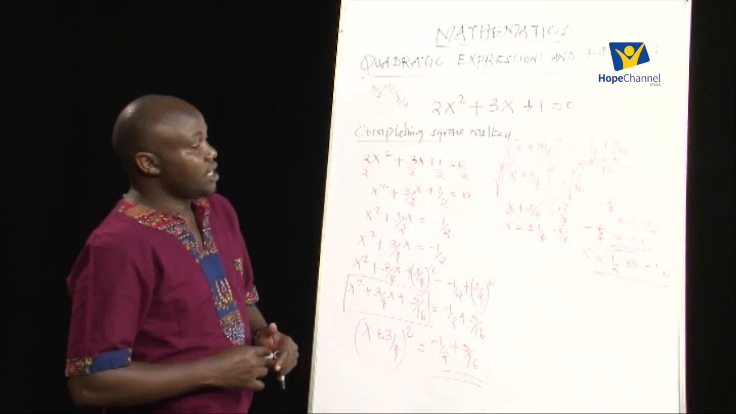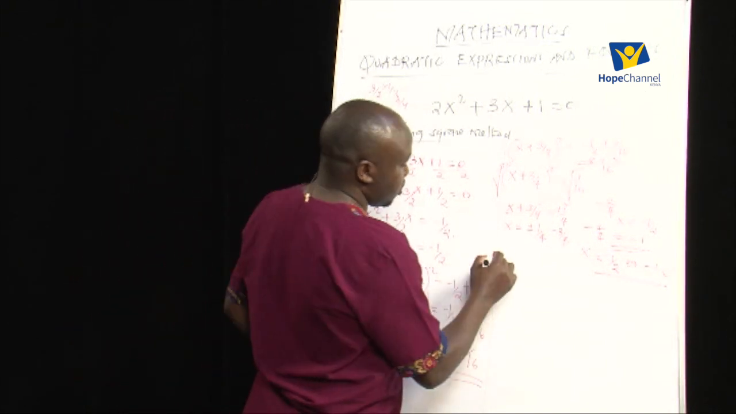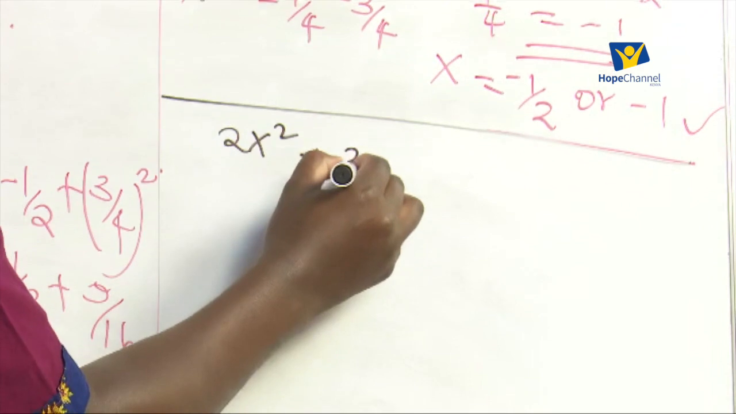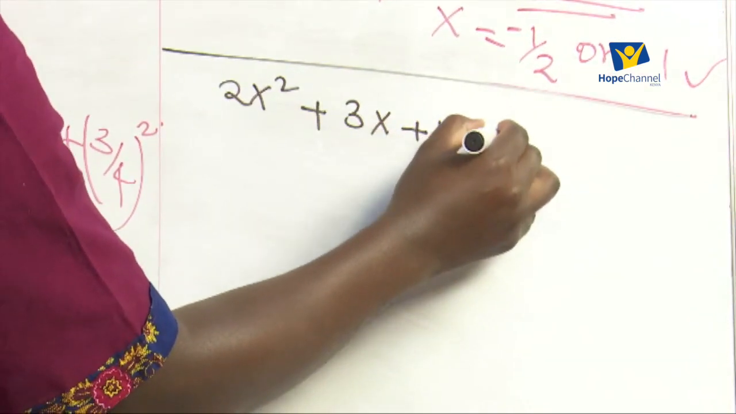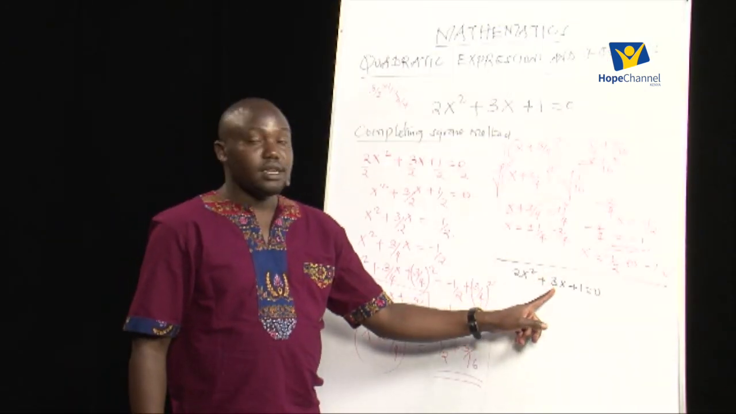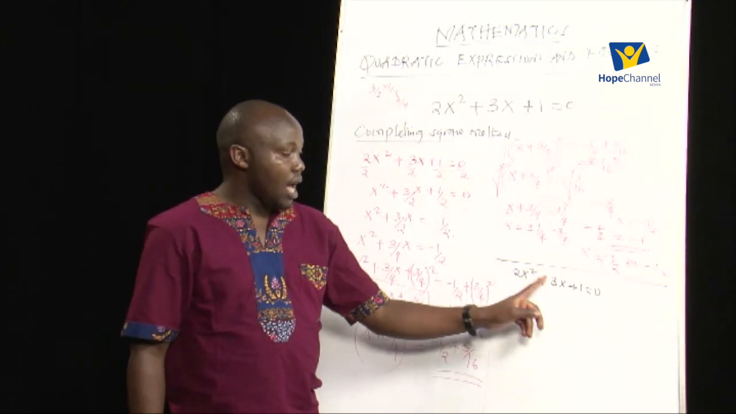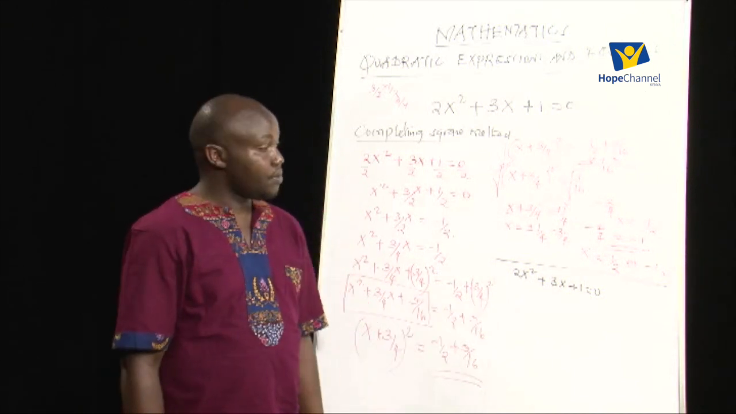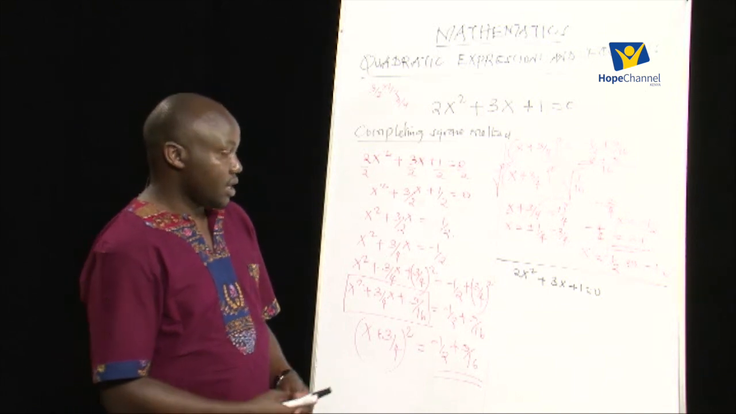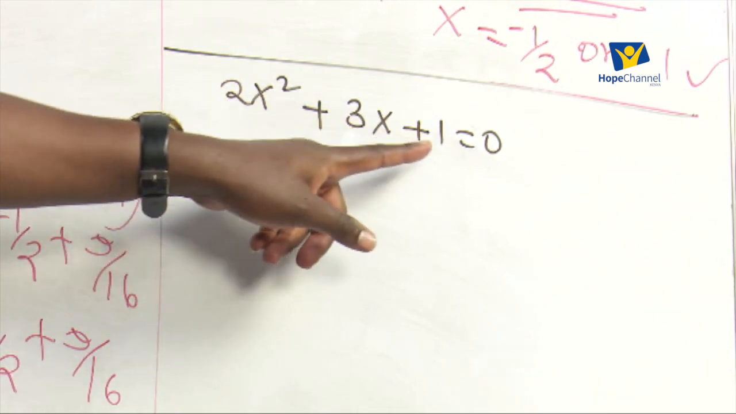Now, can you try? Is it workable using the product-sum rule, the first rule that I taught you? So the question is, we have 2x squared plus 3x plus 1 equals 0. In the first example, I said you look for two numbers that when you add, you get 3, and the same numbers when you multiply, you get AC. So which numbers can I add to get 3 and multiply to get 2? 2 and 1, correct. So 2 plus 1 is 3, and 2 multiplied by 1 is 2, which is AC.